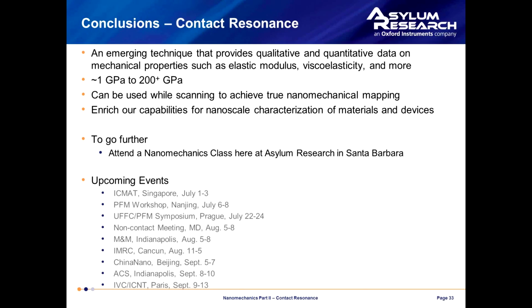Okay, with that, I'm going to wrap up this webinar presentation. I hope we've convinced you that contact resonance is an emerging technique that can provide you a lot of interesting, both qualitative and quantitative data on the mechanical properties of a lot of materials. It's rather unique in that it ranges from a gigapascal to 200 to 300 gigapascal. And it can be fast. It can be used while scanning to make nice mechanical maps. It will help us as we move into the future with the characterization of a wide range of materials and devices.